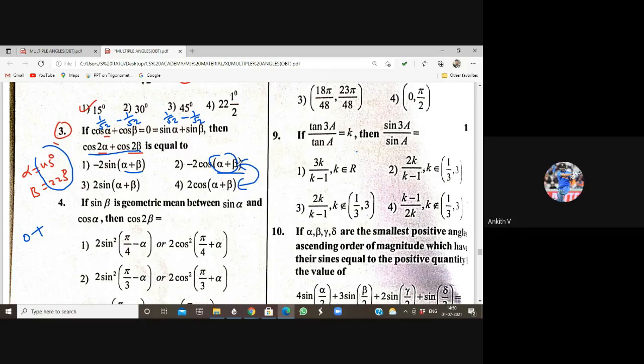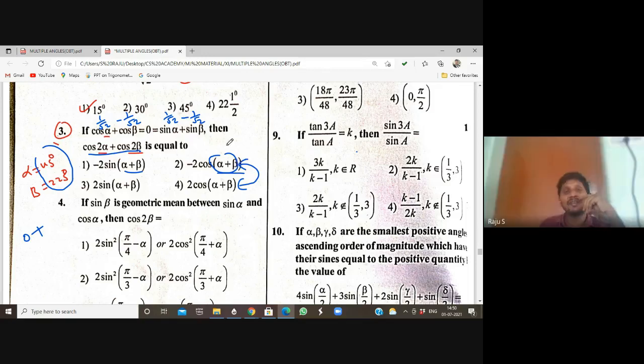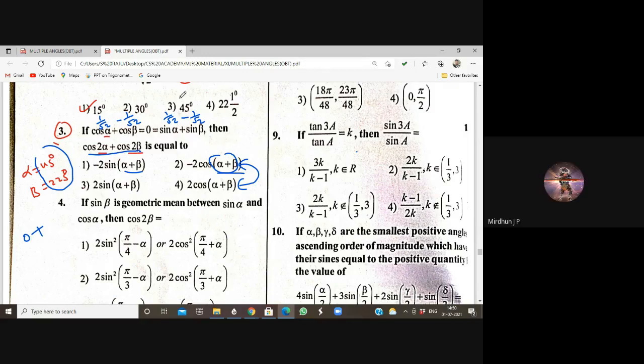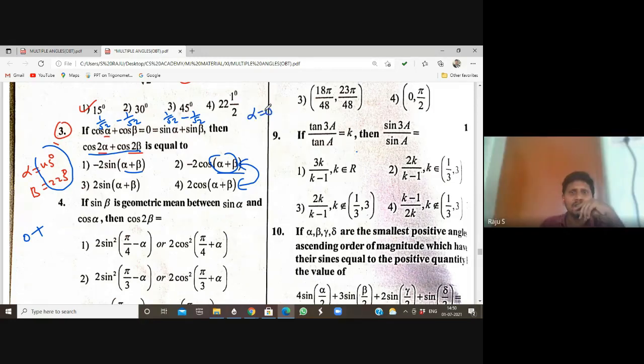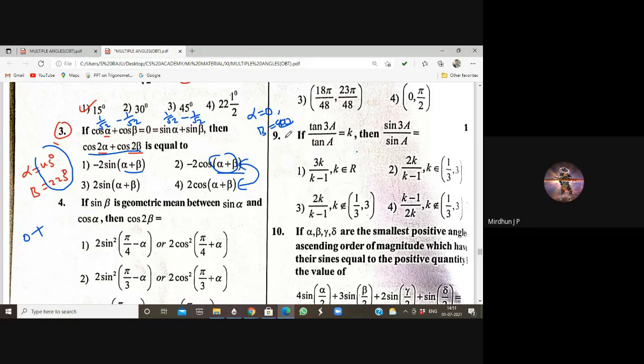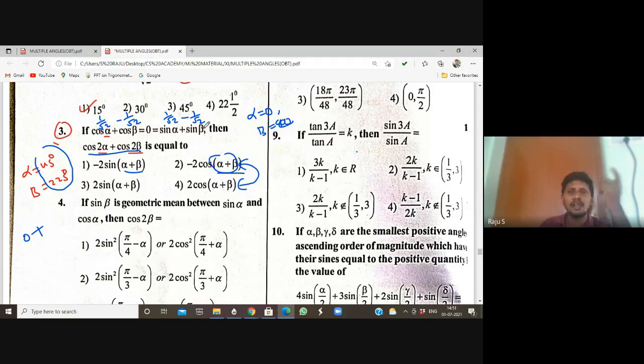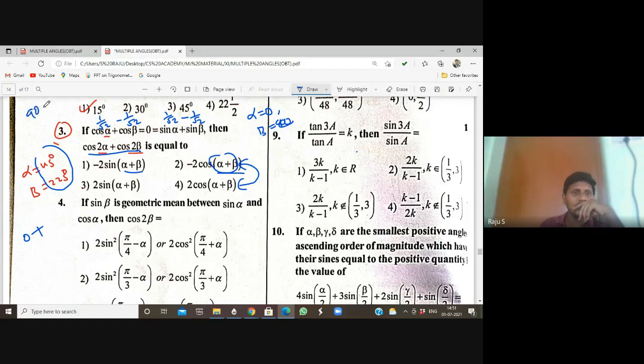Minus 0 plus 0. Then we have to try for any other value. How can you take any other? Do one thing. Sir, we can take 90 and 270. Yes, 90 and 270, wonderful. Because cos 90 is 0 and cos 270 is 0, but sin 90 is plus 1 and sin 270 is minus 1. In that case, what is this value?